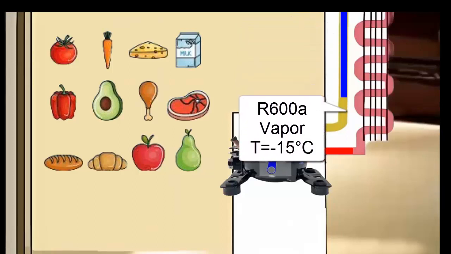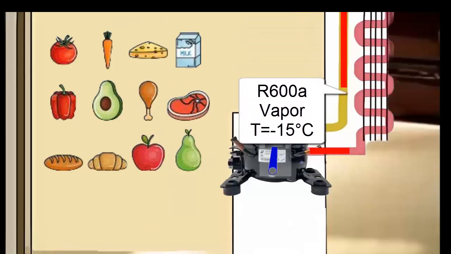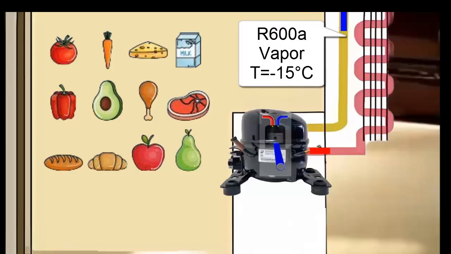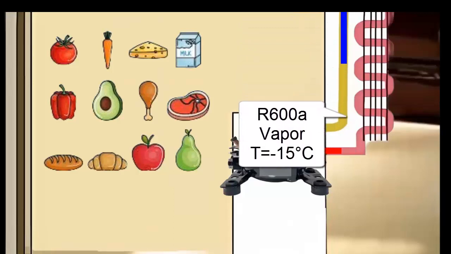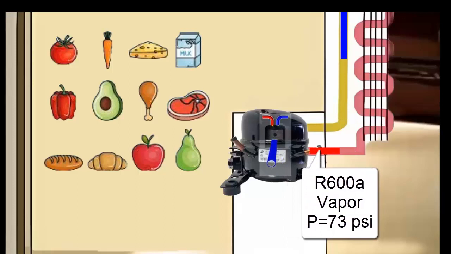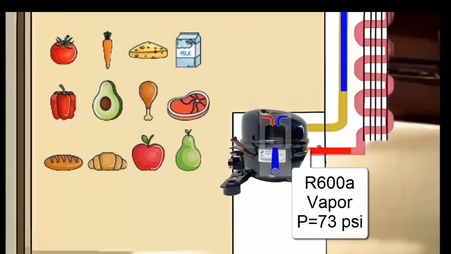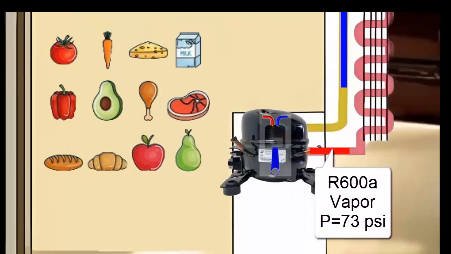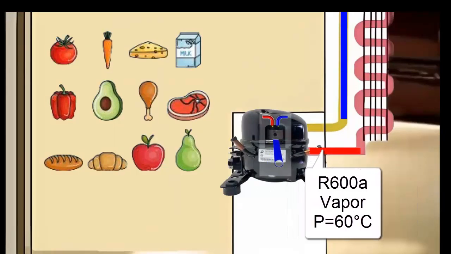The pressure and temperature of the refrigerant R600A increase considerably in the compressor. The pressure of R600A at the exit of the compressor reaches a value close to 73 pounds per square inch. The temperature of R600A at the exit of the compressor can be around 60 degrees Celsius.